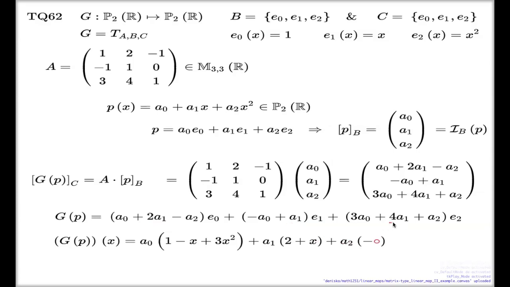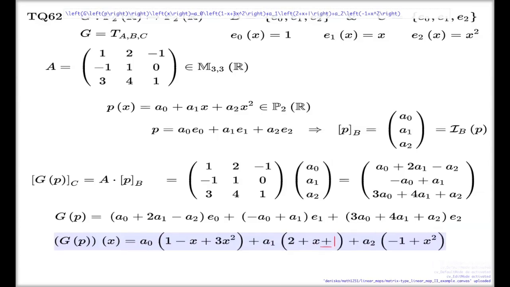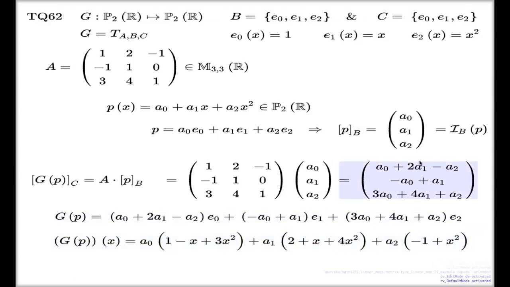Actually, I missed that coefficient. Let's see, there's a typo here. And that's the coefficient next to A2. Is that right? Negative 1 and plus x squared. So there's one typo in my presentation here. It's supposed to be plus 4x squared. And that's the linear map in question 62, fully recovered.